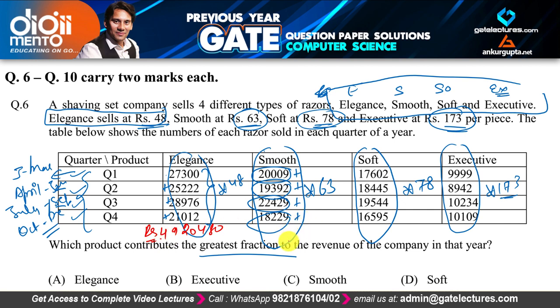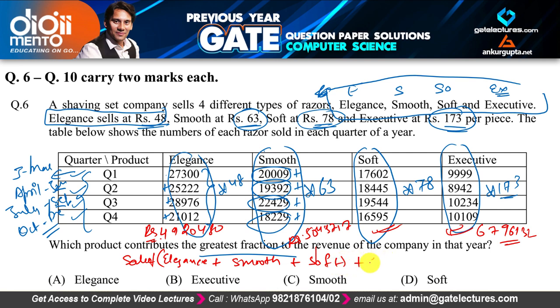In the same way, Smooth will be selling at rupees 5043717. Now you can also calculate for the Soft, you can also calculate for the Executive. So Executive, I think it will be sold at 7,6796132. Okay, so you can find all these values. Now to find the fraction, add all these sales. What I'm going to use: total sales of Elegant plus total sales of Smooth plus total sales of Soft plus total sales of Executive.